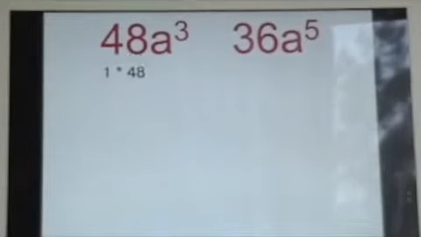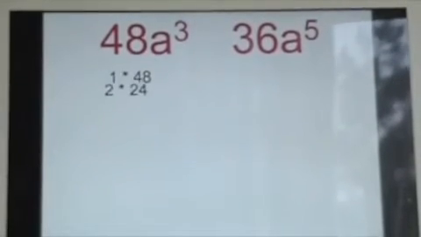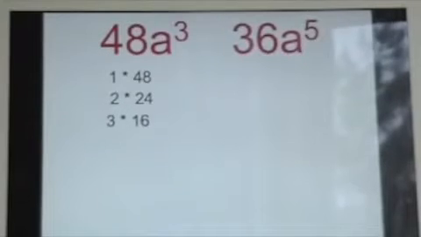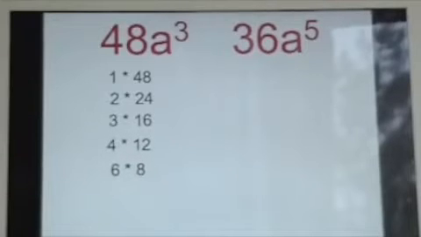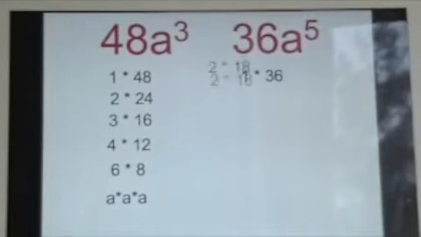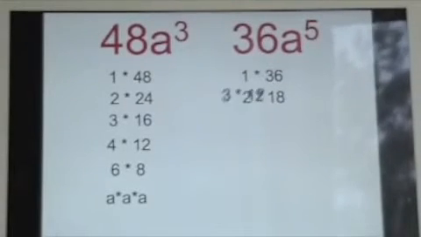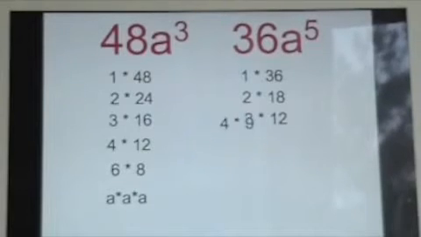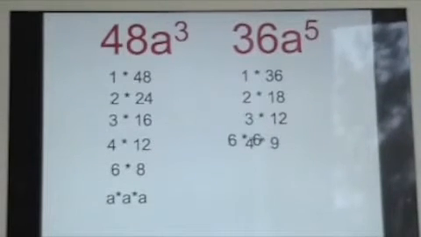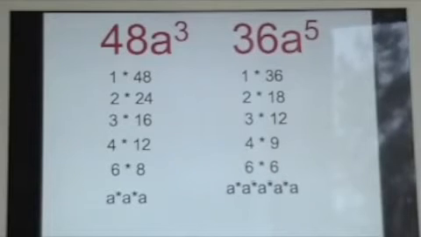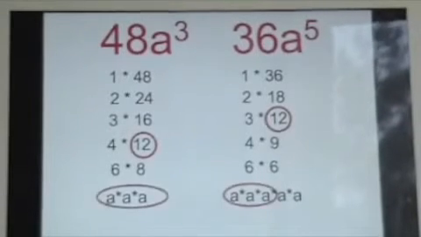What is the GCF of 48a cubed and 36a to the fifth? First, list all of the factor pairs. Now, circle the common factors. We have 12 and a cubed, therefore the answer is 12a cubed. Now let's move on to the next method, binomials.